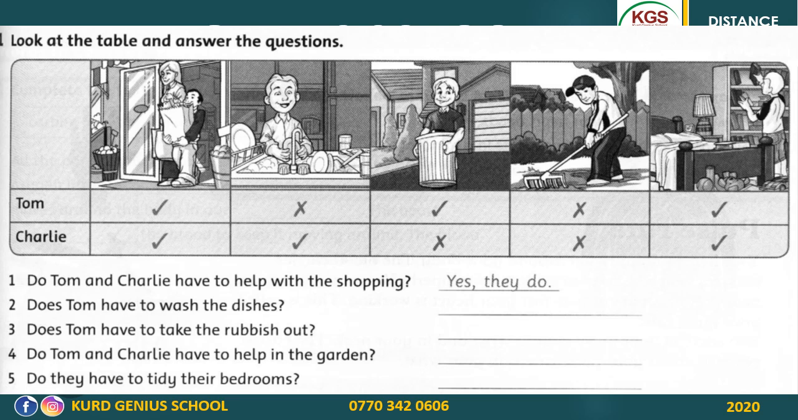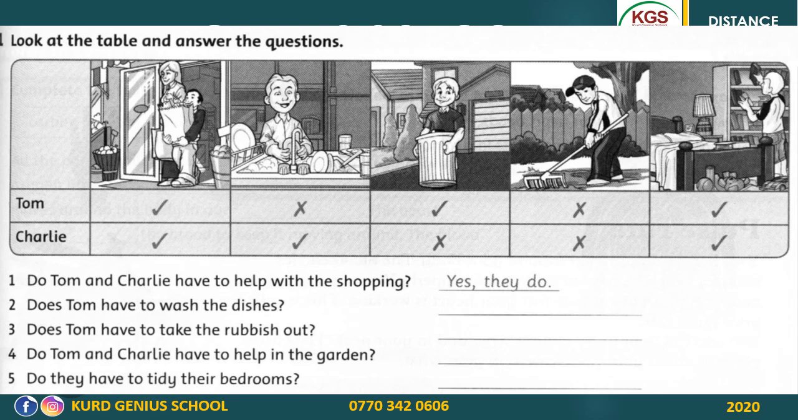Number 3, does Tom have to take the rubbish out? Who's taking the rubbish out? Tom actually is taking the rubbish out. So the answer is yes, he does. Number 4, it says, do Tom and Charlie have to help in the garden? Now, let's see how many crosses and ticks do we have. We have 2 crosses, so that means they don't help in the garden. So, do Tom and Charlie have to help in the garden? No, they do not, or no, they don't.